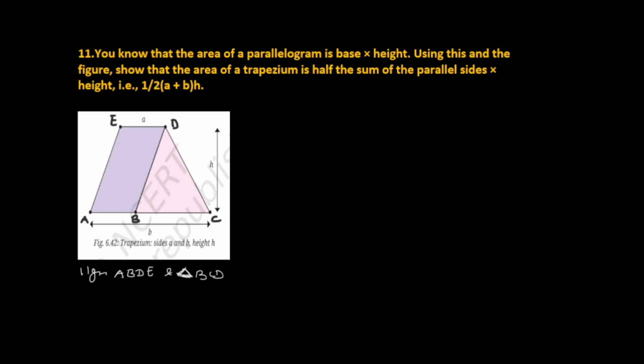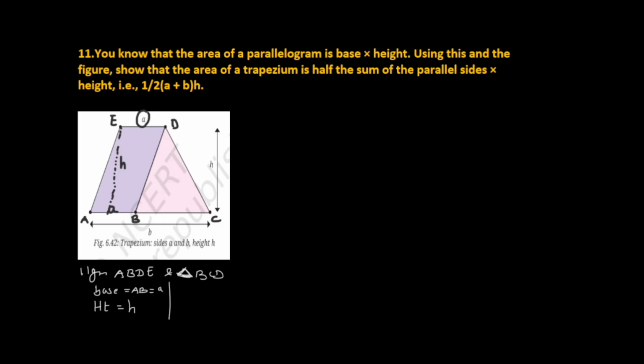Now look at the length of the sides. Now E to D here is given as A unit. That means opposite sides are equal in parallelogram. So A to B is also A. Then height of the trapezium given here is H units. So when we are dropping a perpendicular from E, that is H. So base of the parallelogram is AB, which is A unit. Height of the parallelogram is H units.